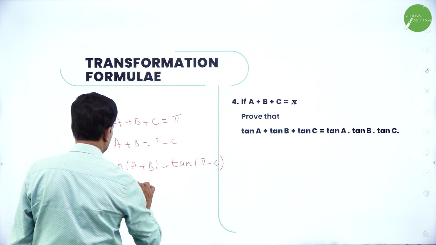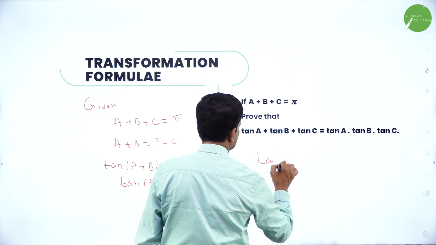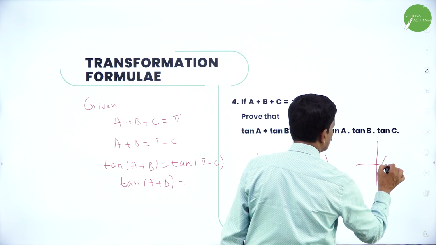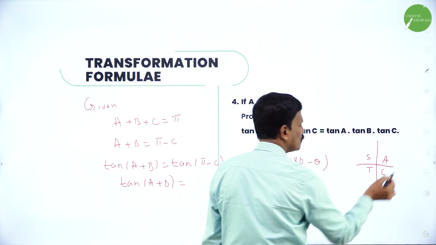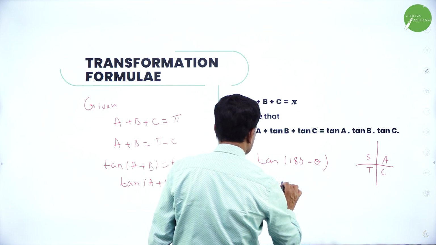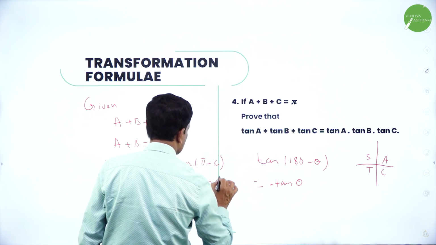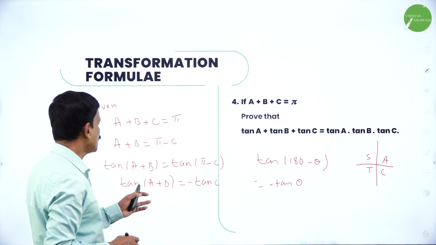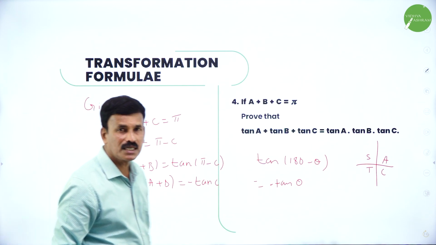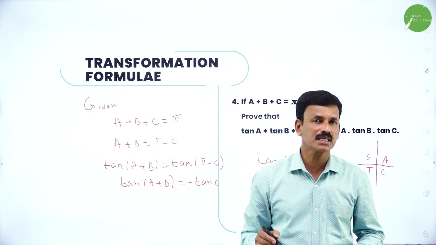Now you know what is tan 180 minus theta? 180 minus theta comes in the second quadrant, so sine is positive, tan is negative. So minus tan theta. So we can write minus tan c. Now take tan a plus b and put the formula for it. What is the formula for tan a plus b? Tan a plus b is equal to tan a plus tan b divided by 1 minus tan a tan b.